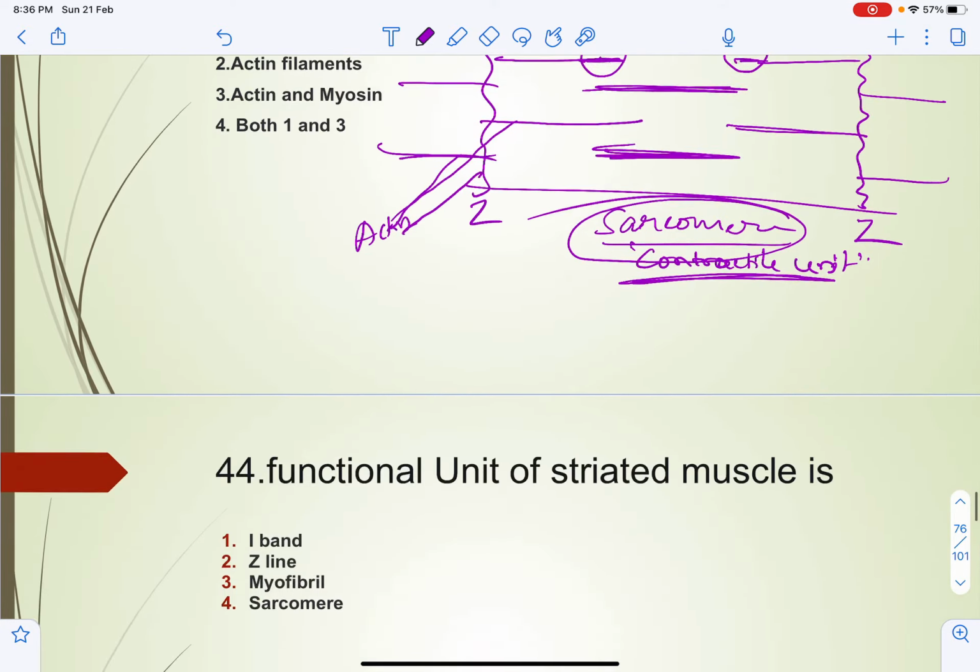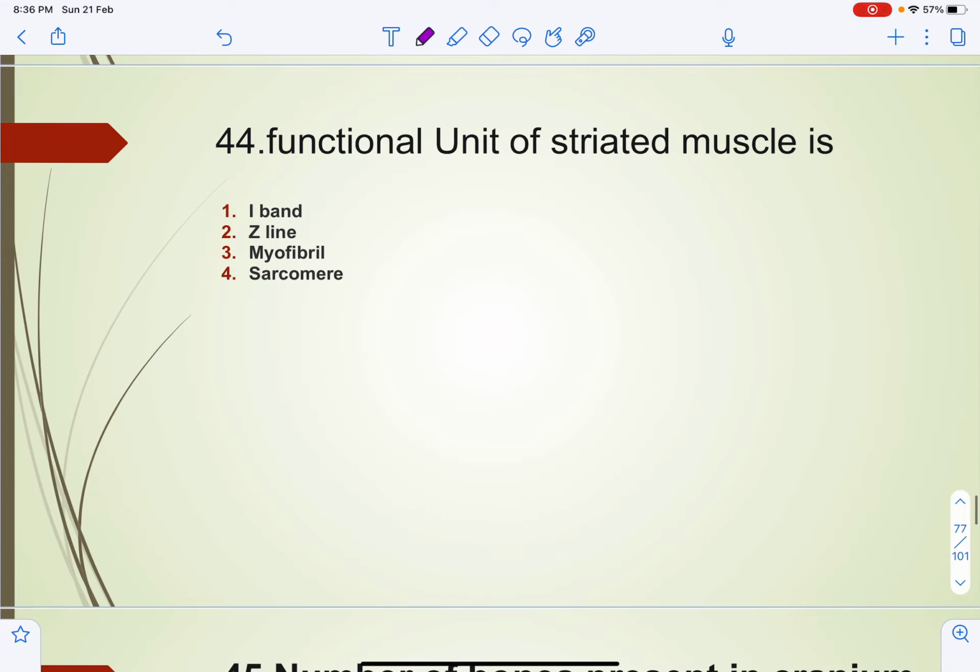Next question: the functional unit of striated muscle. Just now I mentioned that the functional unit of striated muscle, or any muscle which helps in contraction, is also called the contractile unit.